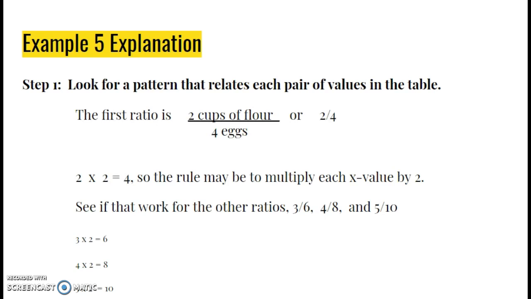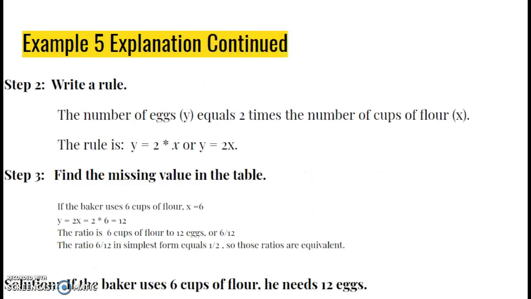So 2 times 2 equals 4. So the rule may be to multiply each x value by 2. You need to make sure that pattern stays consistent with the values you know. So go ahead and check those out. We see that 3 times 2 is 6, 4 times 2 is 8, 5 times 2 is 10. So that's going to be our rule. So as you can see with our rule, we're going to write that y is equal to 2 times x, or y is equal to 2x.